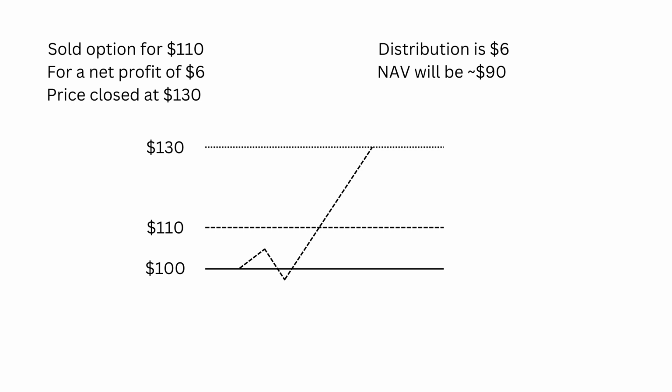The next one is, same $100, sold the strike for 110, it went to 130. They're still going to pay you your $6, but the NAV is now down at 90. Hopefully you're starting to see the play here.